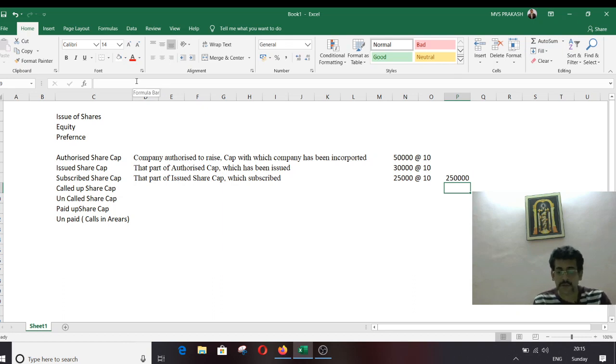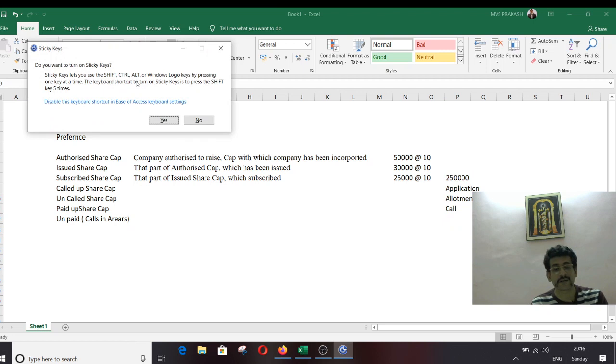Generally, the company will not receive the entire 2,50,000 in one go. It will divide the 2,50,000 into stages: a stage called application, a stage called allotment, and a stage called call. In a few cases the company can call the money in one call, or it may go for a second call, third call, and so on. So I won't call the entire 2,50,000 immediately; I will call that money in different stages.